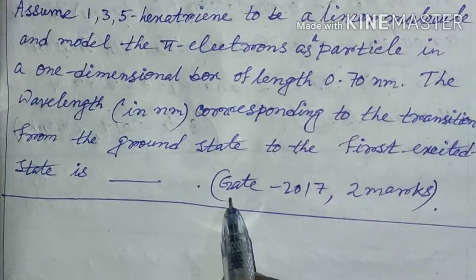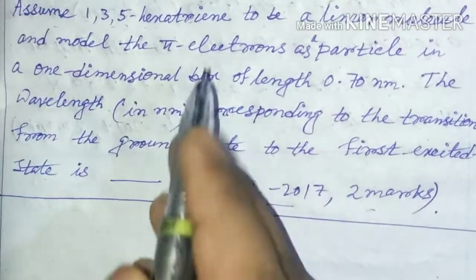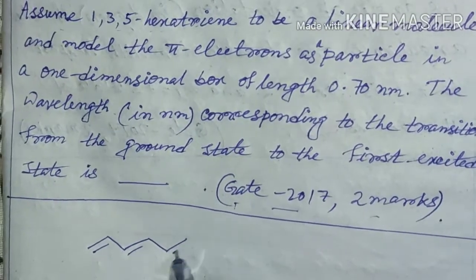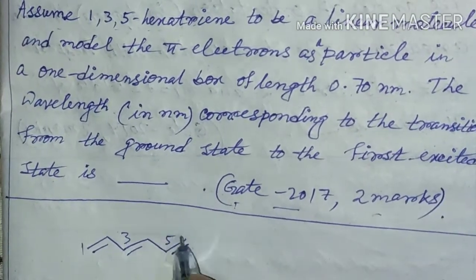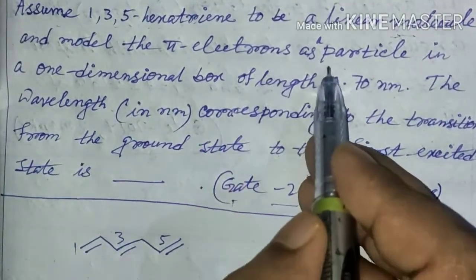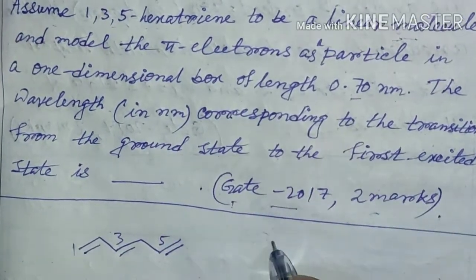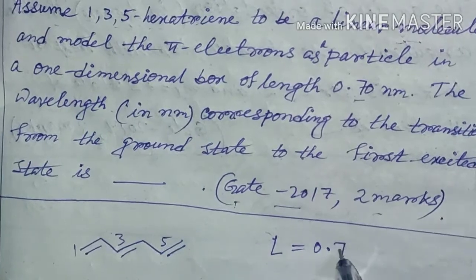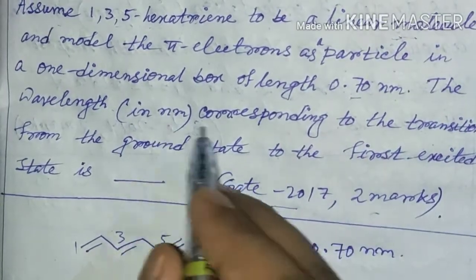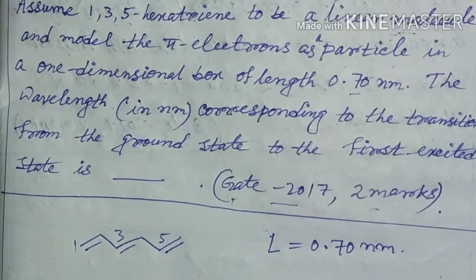Now this question came in GATE 2017 for 2 marks. It is given: assume 1,3,5-hexatriene to be a linear molecule and model the pi electrons as a particle in a one-dimensional box of length L equal to 0.70 nanometer. Find the wavelength in nanometer corresponding to the transition from the ground state to the first excited state.